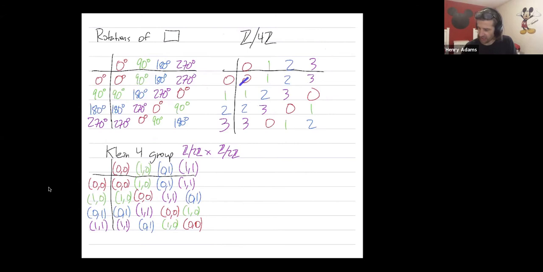I think of Z mod 4Z as having this diagonal structure in its multiplication table, whereas the Klein 4 group has this crisscross structure in its multiplication table. Okay.